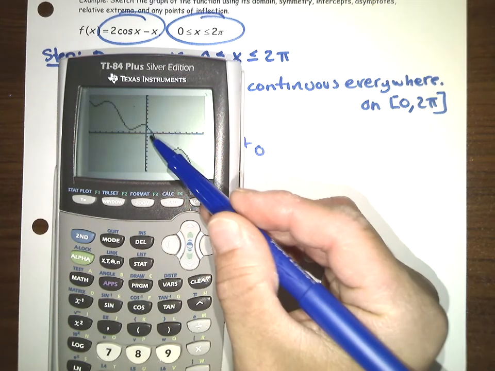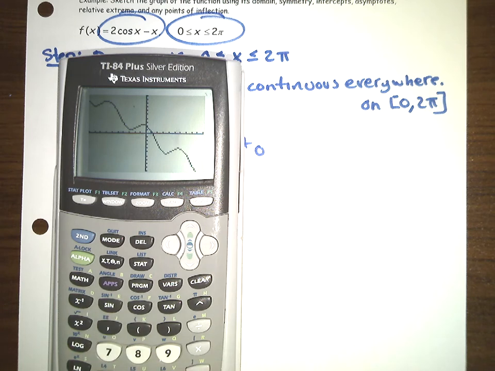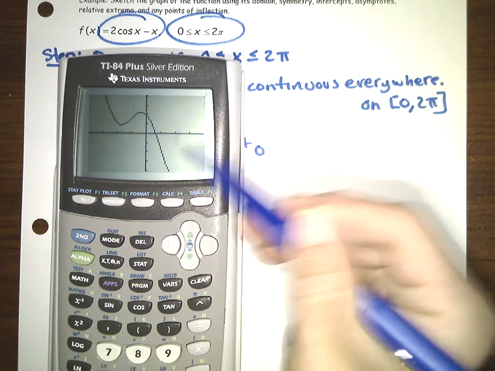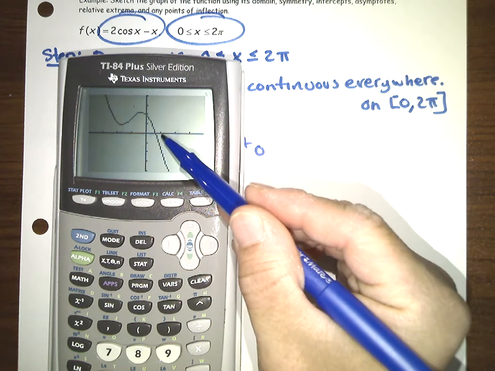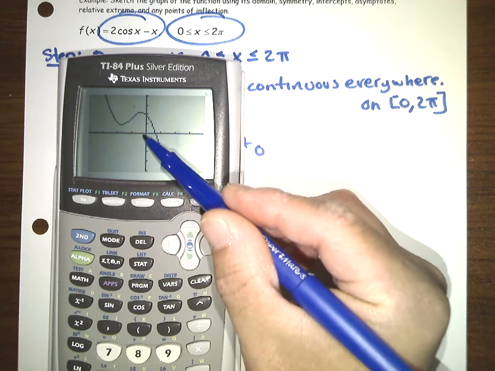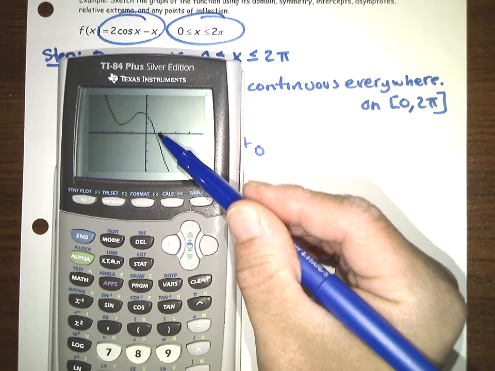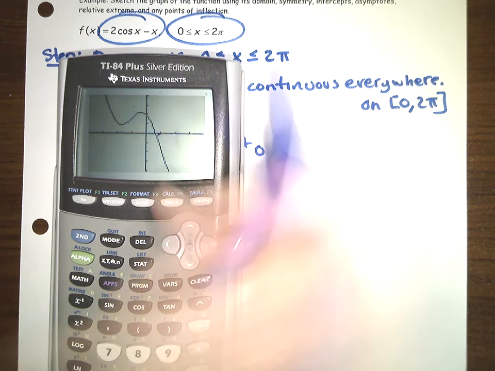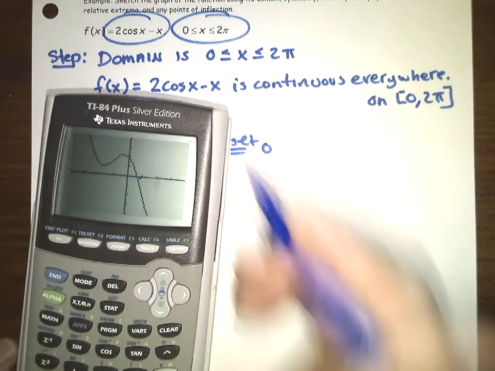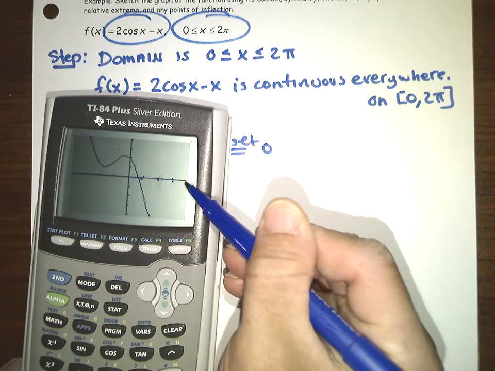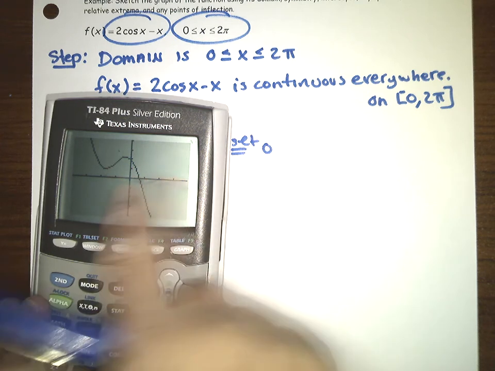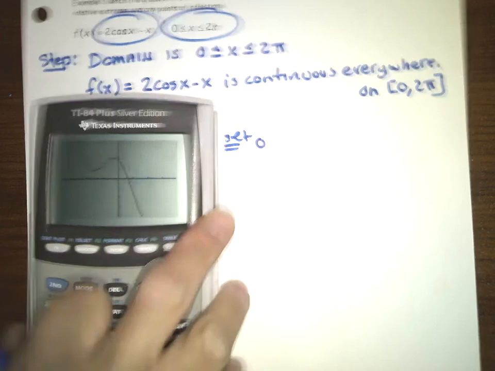So look here. We might want to go to zoom trig so that we're a little bit clearer on this. Do you see that the 0 happens to be somewhere between 0 and pi over 2? By the way, if you do the zoom trig setting, this is pi over 2, pi, 3 pi over 2, and 2 pi by default. So the 0 is somewhere between 0 and pi over 2.